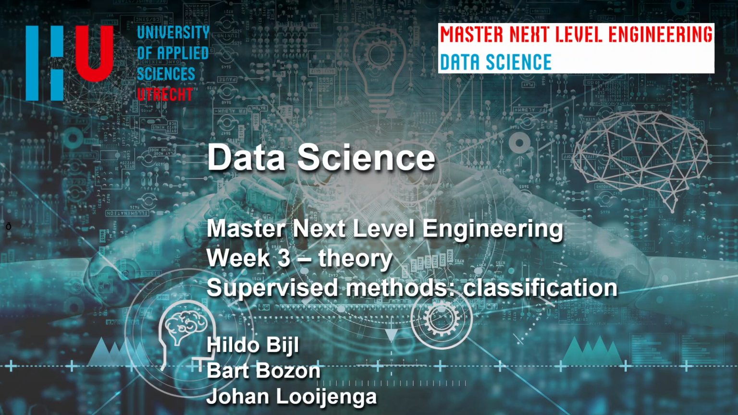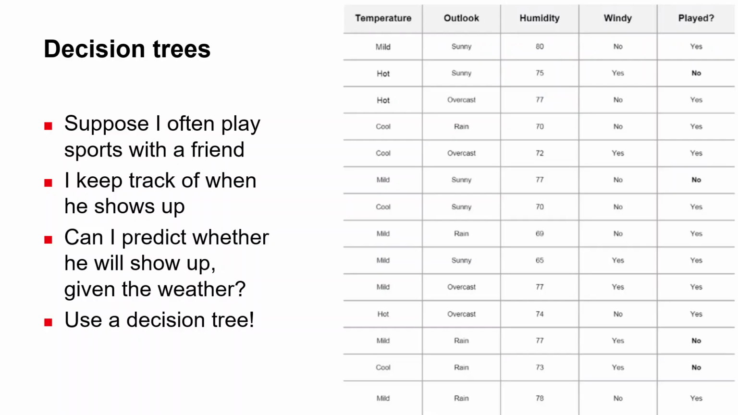Today we're going to talk about supervised classification methods, and more specifically we're going to talk about decision trees. So, suppose I often play sports with a friend and I keep track of when he shows up. Can I predict whether he will show up given the weather? And one way to do this is with a decision tree.